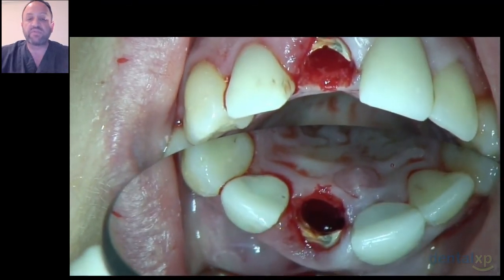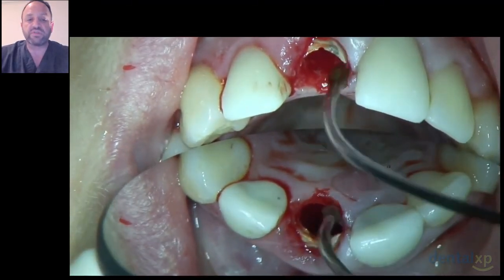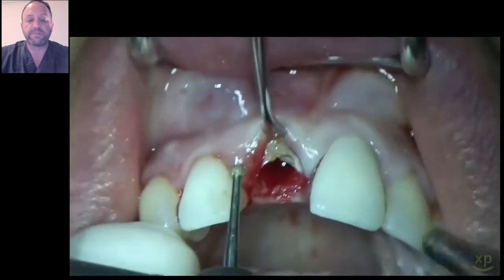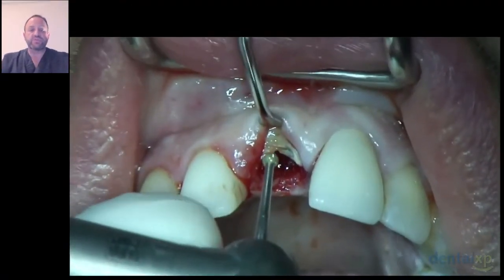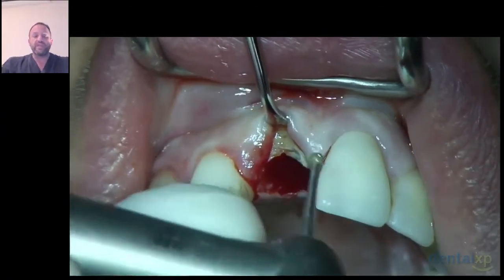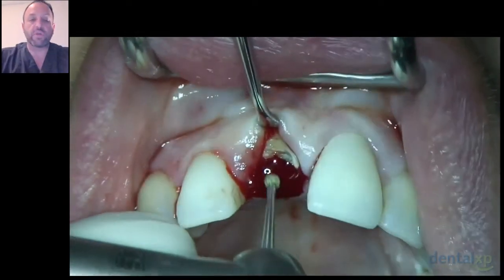So here you can see we've now thinned it out to the thinness or thickness that we wanted. And now what we're going to do is use a long-shanked green ring Comet drill.